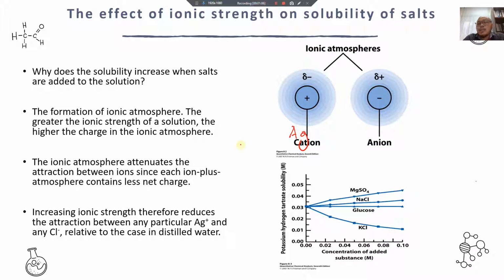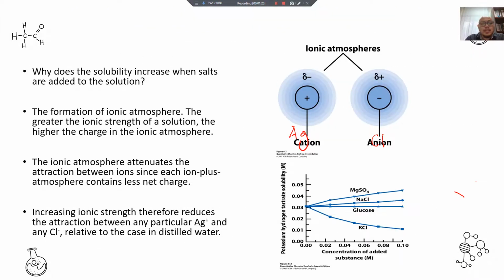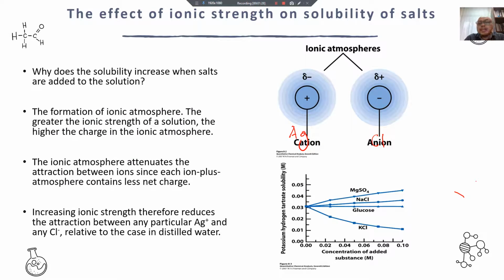Okay, so AgCl. If you increase the ionic strength of the solution by adding salts, it will increase the radius of the ionic atmosphere. So I believe it is called a hydrated ion. The ion becomes hydrated. What is meant by hydrated? It means that, for example, when you increase the ionic strength of the solution, the ion will get hydrated.